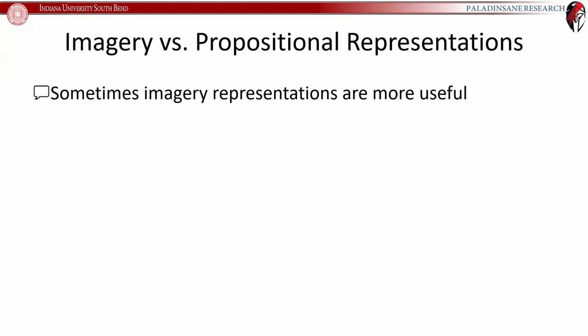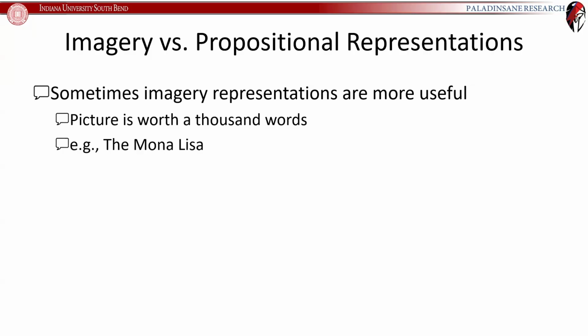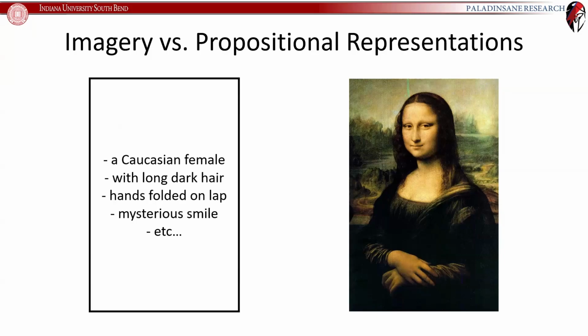Imagery representations are oftentimes more useful when you're dealing with visual external reality that you're trying to represent. We have that in our English vernacular. People say, hey, a picture's worth 1,000 words. It's actually worth way more than 1,000 words. Imagine how many words you would need to give a sketch artist who has never seen the Mona Lisa so that they draw the Mona Lisa. It's going to be way more than 1,000 words. So sometimes imagery representations are more useful.